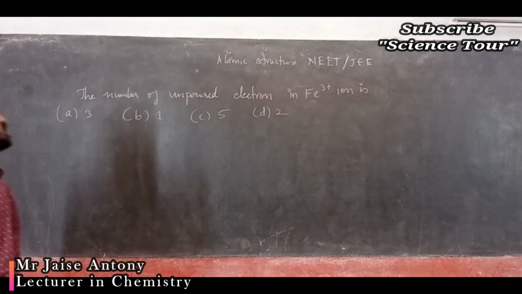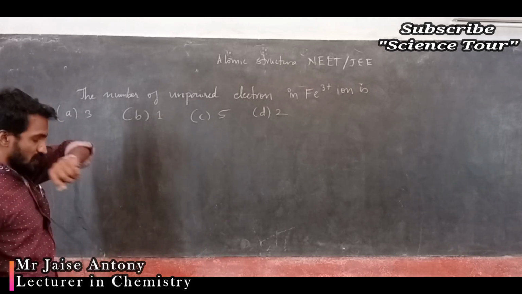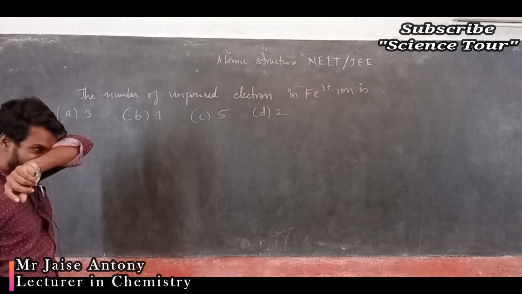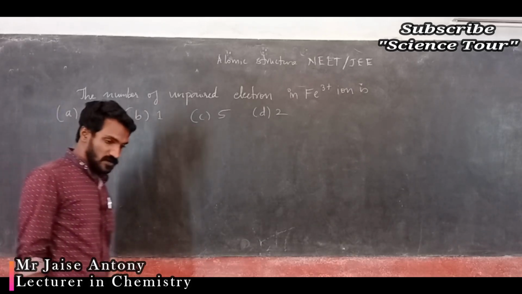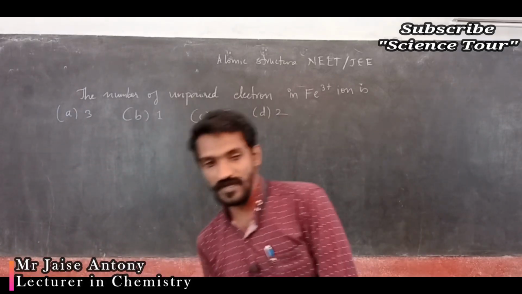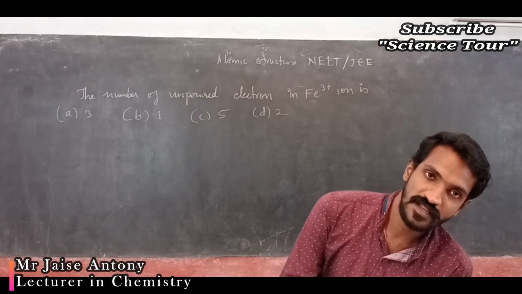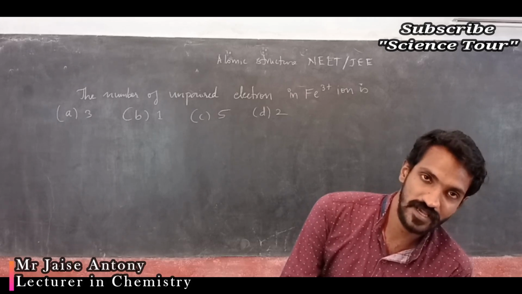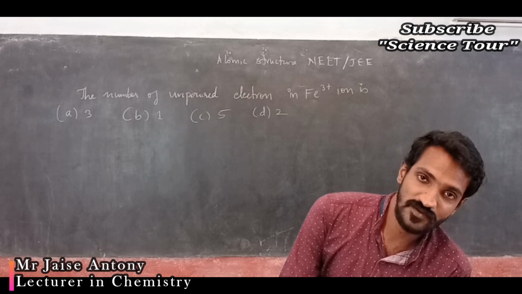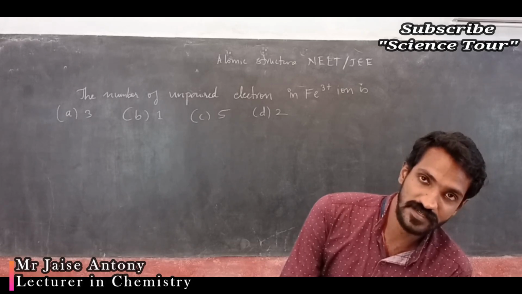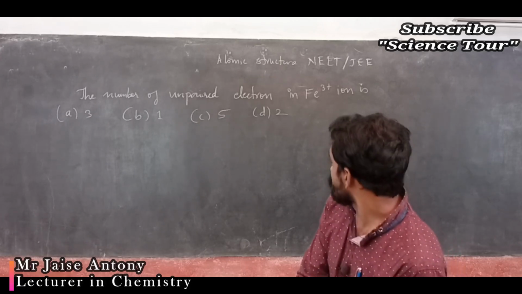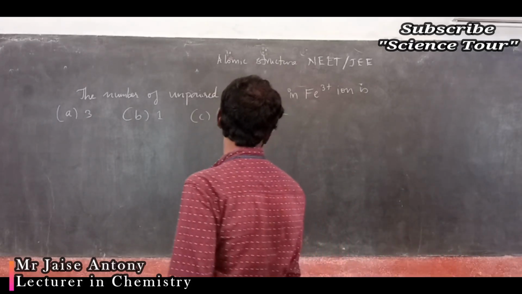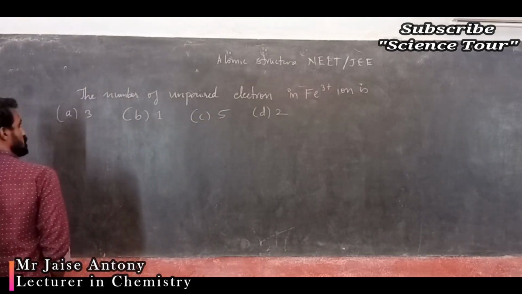The number of unpaired electrons present in the Fe3+ ion. To find unpaired electrons, you should know how many electrons are present. That's what I told at the beginning: study atomic number. Without knowing atomic number, without knowing the periodic table, it is not possible to study chemistry. If you want to study chemistry, you should know everything: atomic number, ionization energy, down the group, along the period, what actually takes place. So my dear students, the number of unpaired electrons in the Fe3+ ion is asked.